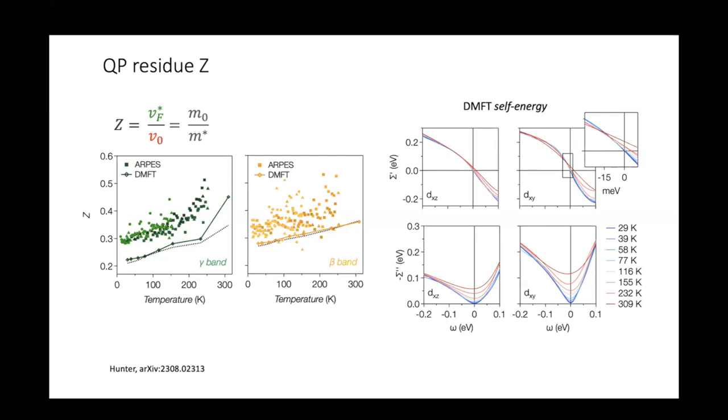In fact, Anna, if you allow me to intervene, this is Antoine. Quantum oscillation measurements for the gamma band are closer to 0.2 indeed. Yes.